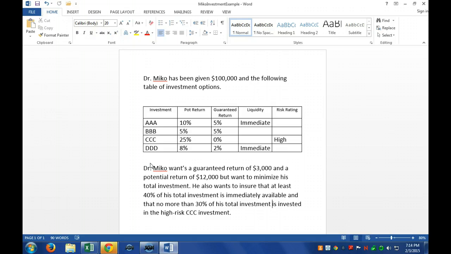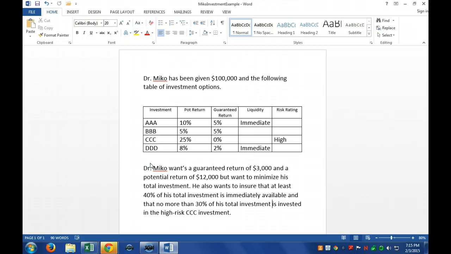We also have a variable that talks about their liquidity, if it's liquid or not. Liquid means we can cash it out the next day, get our money as quick as we want. So investment AAA and investment DDD are immediately liquid. It's like my ATM, my bank account, that's immediately liquid. I can take all that money out tomorrow. My house is not immediately liquid; it takes some time to sell. I also know that the risk rating for CCC is incredibly high. It has a high potential return, but it's in that high risk category.